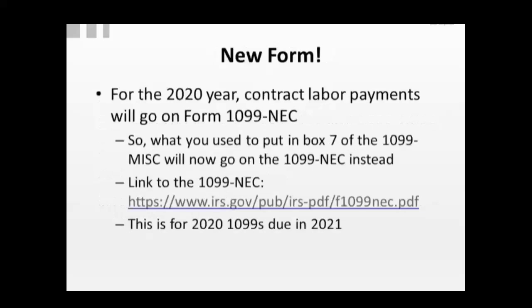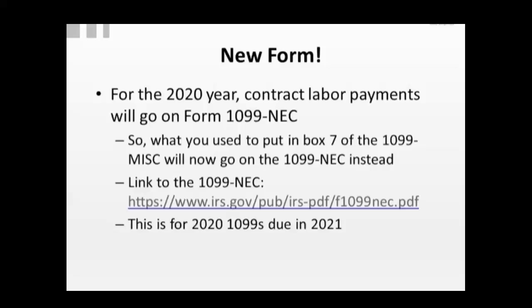So what's new? I'm not going to click on this link here. In fact, the slides won't let me click on it, and that's okay. You can click on that link yourself and take a look at this new form, the 1099 NEC. This is the big news for 2020. Contract labor payments will no longer go in box 7 of the 1099 miscellaneous like they always used to. Instead, you will put contract labor pay in box 1 of the 1099 NEC.